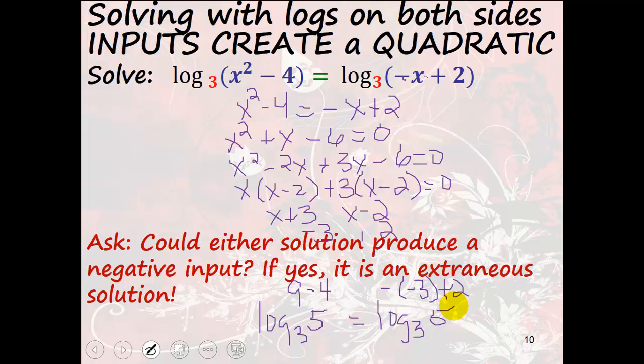And I'm going to do that with the 2 as well. And watch what happens. Remember that my input has to be a positive, so it can't be negative and it can't be 0. Okay? So if I plug a 2 in here, I get a 0. So this answer does not work. So my only solution is negative 3.